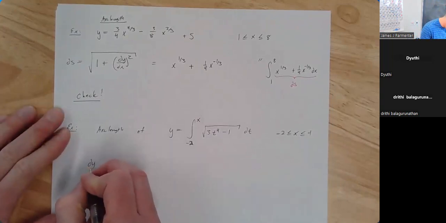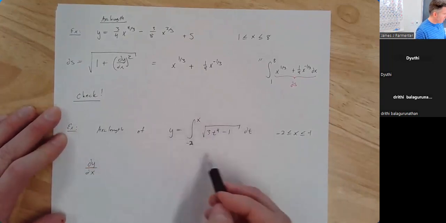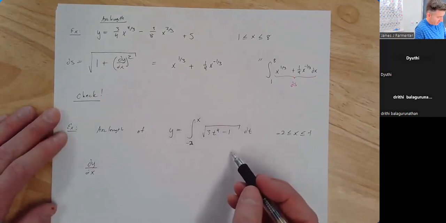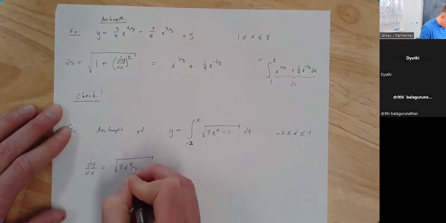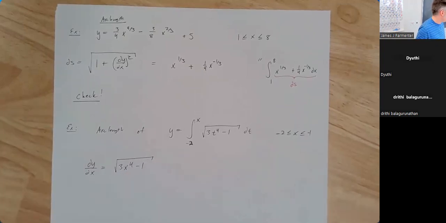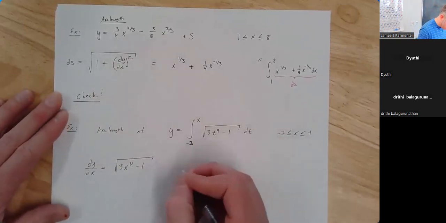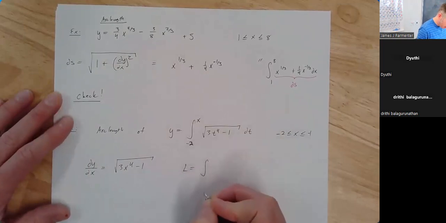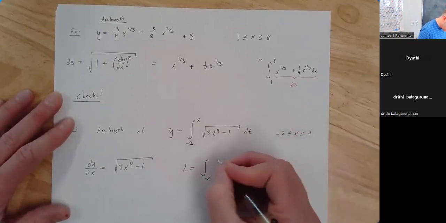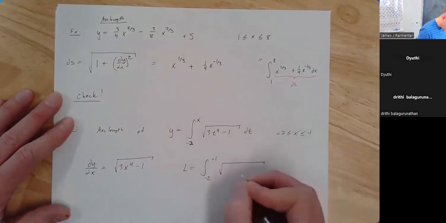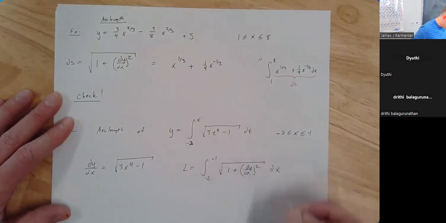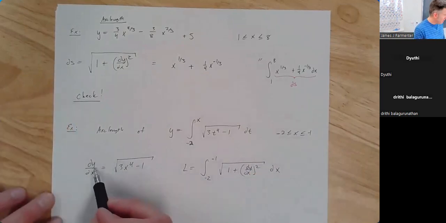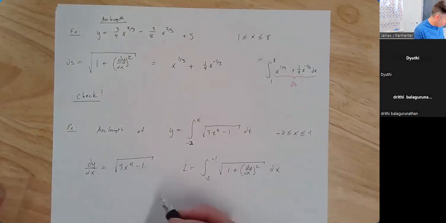dy/dx here is the derivative of this integral. The fundamental theorem of calculus says that's going to be the square root of 3x to the 4th minus 1. And then if we're going to do this arc length thing, we're trying to find the length being the integral from -2 to -1 of the square root of 1 plus dy/dx squared. Well, look at that. dy/dx squared is just 3x to the 4th minus 1.